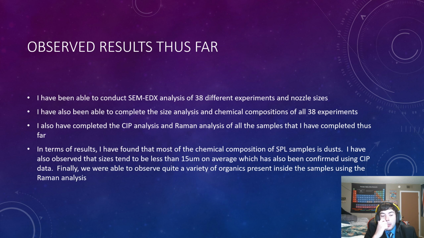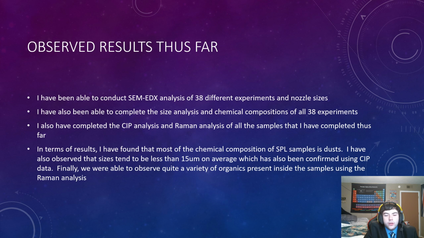So in general, in terms of results, I found that most of the chemical composition of SPL samples comes back as dust, which is going to be silicon and calcium, and those are going to be the primary atomic percentages present. We found that the sizes, as we confirmed with our CIP data, are less than 15 microns. I don't have the overall average of everything together, but that's what I've observed so far.